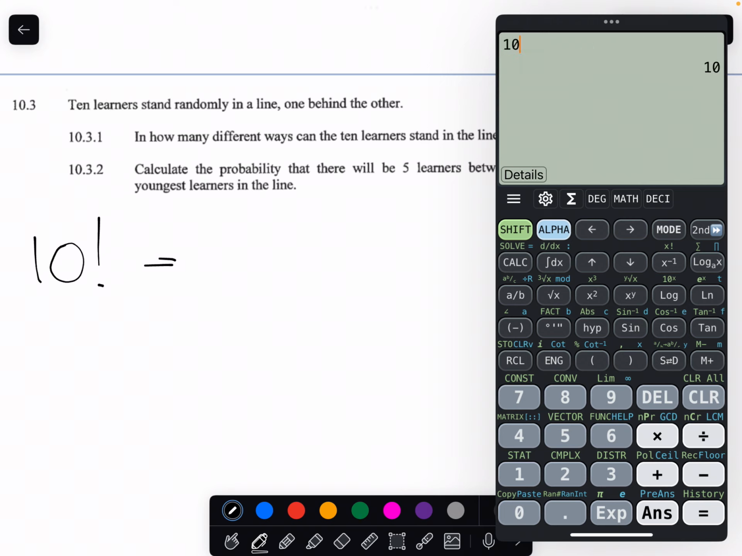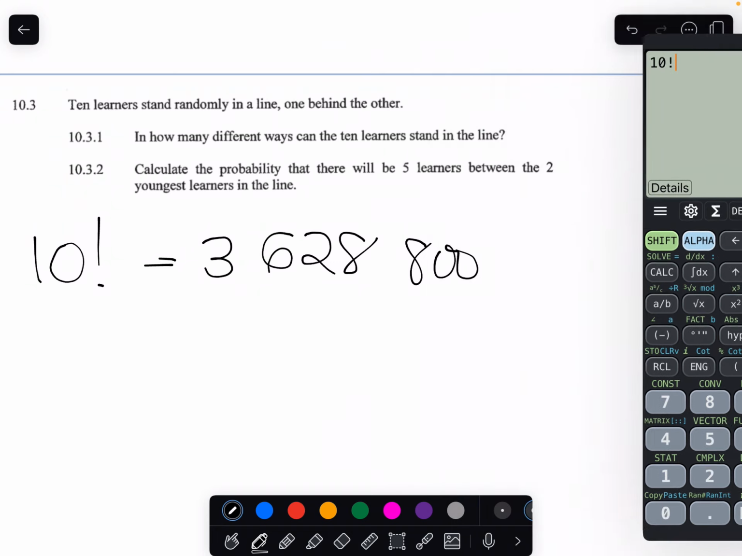I don't know what 10 factorial is. I don't even know where to find the factorial sign. Where are you now? There we go. Okay, so that is 3,628,800. Wow, that is a very big number.